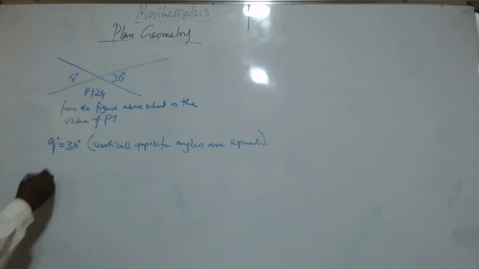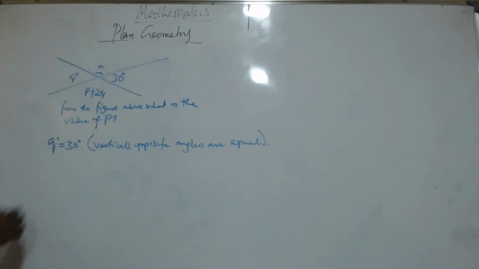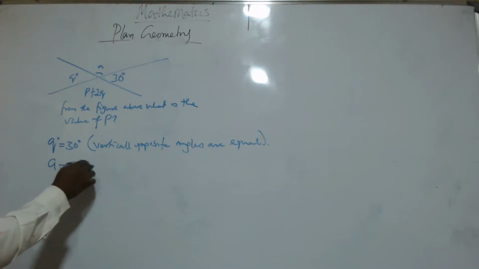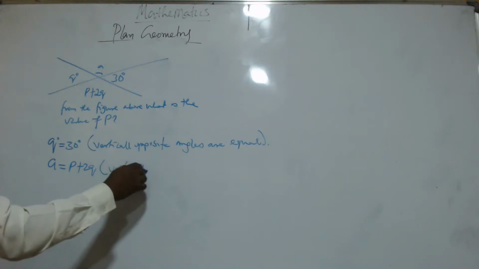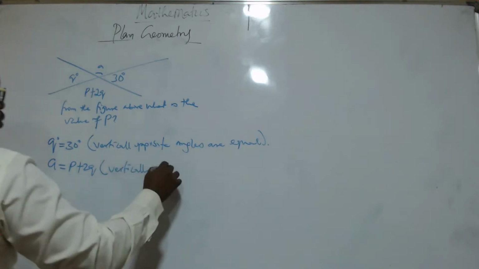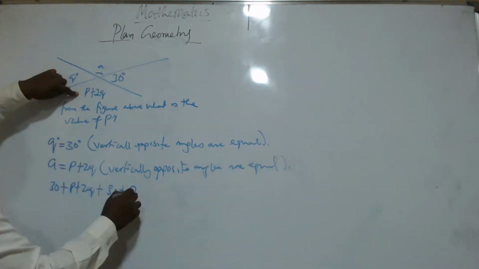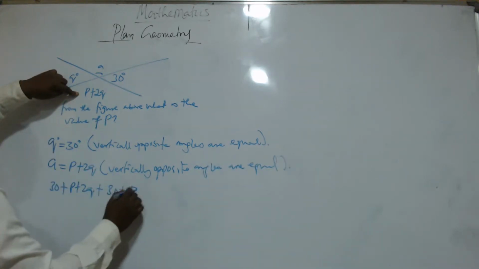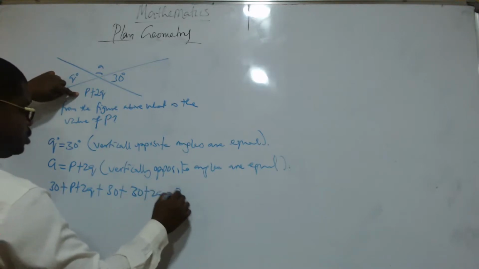Also, here A is equal to P plus 2Q. Reason: vertically opposite angles. P now is 30, so 30 plus 2Q equals 360.